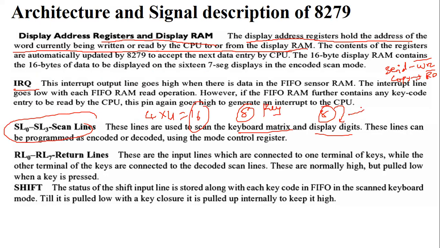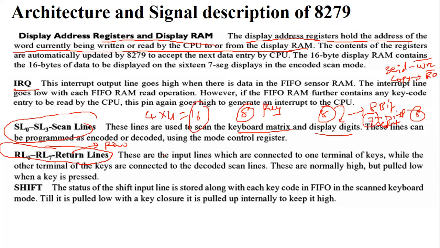You know that the display is an 8-bit display, so nothing but a 7 segment. Remember, 8-bit display means a 7 segment. What is the 8th pin? The 8th pin is the blank display, to know that all the LEDs are working. These are the RL0 to 7 lines, return lines, which some people call row lines. These are input lines to the 8279.